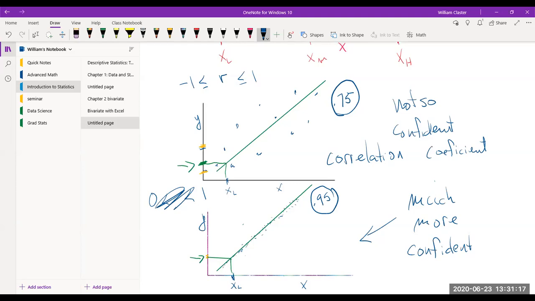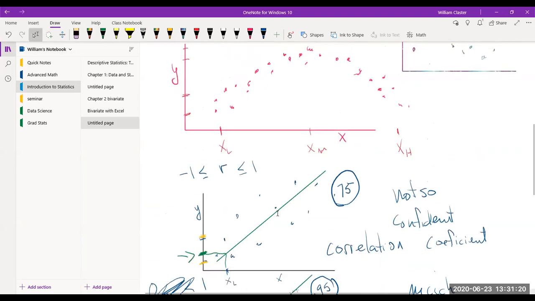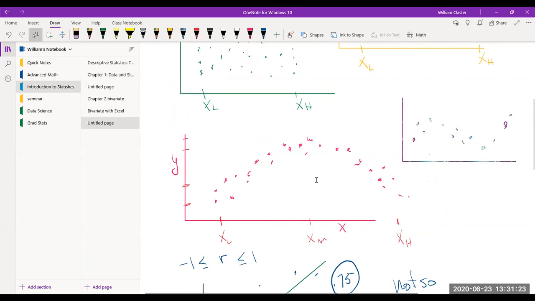Yep. But going back to this picture, this data is pretty strongly related. This red data is pretty strongly related. Wouldn't you agree? There's a pretty good relationship, a pretty strong relationship between X and Y. Wouldn't you agree? Yeah. In other words, if you know X, you can make a pretty good prediction about Y. But if you check the correlation coefficient of this data, it's not going to be very good.